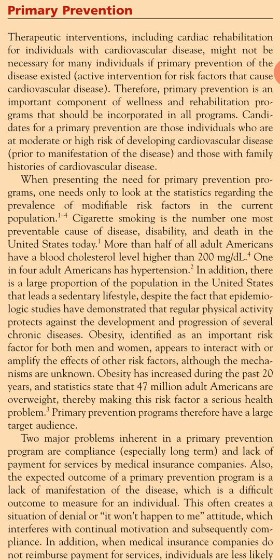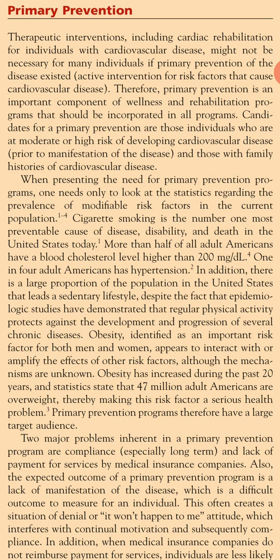When presenting the need for primary prevention programs, one needs only to look at the statistics regarding the prevalence of modifiable risk factors in the current population. Cigarette smoking is the number one most preventable cause of disease, disability, and death in the United States today. More than half of all adult Americans have a blood cholesterol level higher than 200 mg per deciliter. One in four American adults has hypertension.